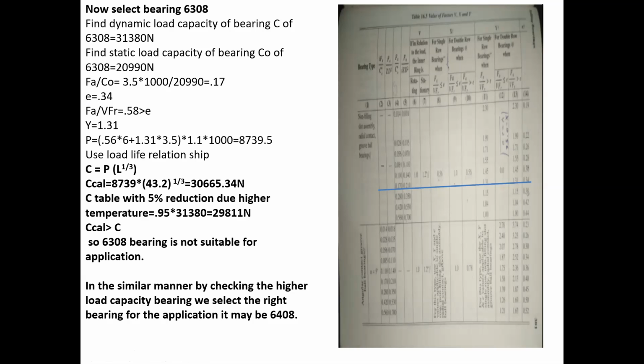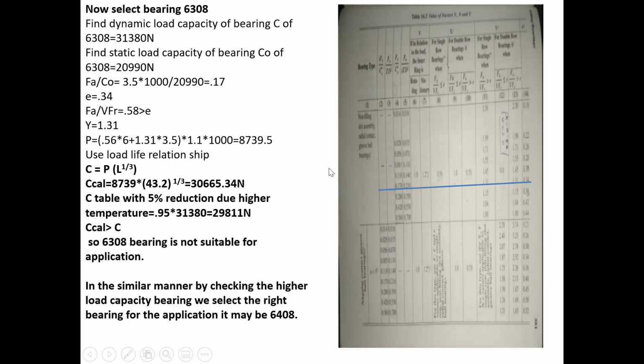So we write down the value of E is equal to 0.34. This FA upon VFR comes out 0.58, that is greater than E. So we'll consider the value of y corresponding to the value of E, that comes out 1.31. So value of y will be equal to 1.31 because FA upon VFR is greater than E. So we'll take x is equal to 0.56.